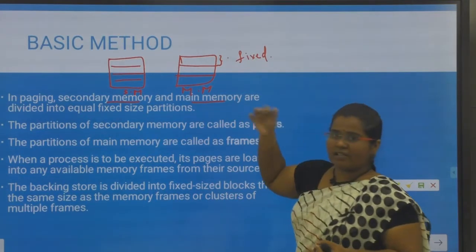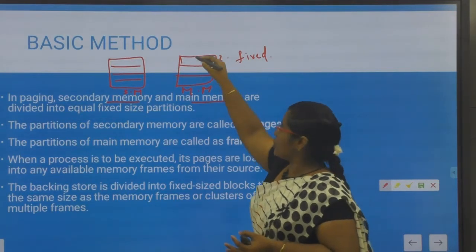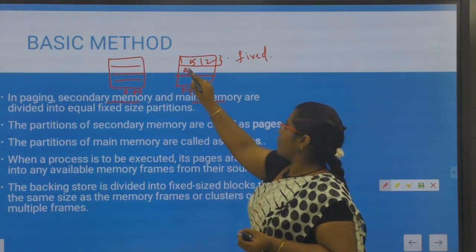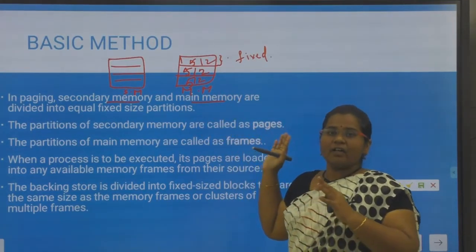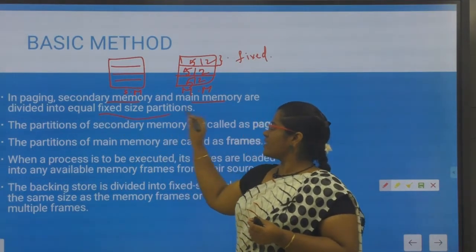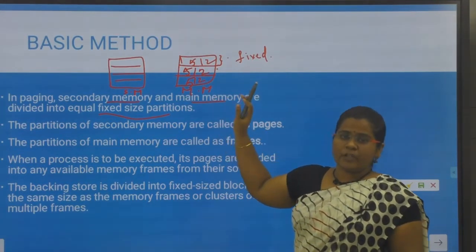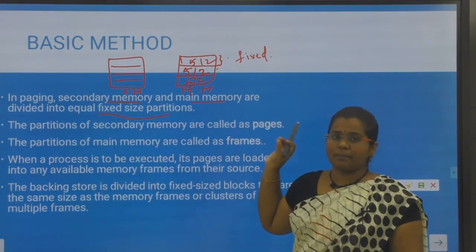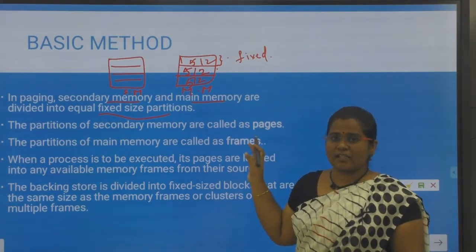The size of this partition will be fixed. For example, if you are dividing one partition of size 512 bytes, the next partition should also be of the same size, and the other partitions should be too. All the partitions should have the same equal size. That's why we call them equal fixed sized partitions. You cannot change the size of the partition whenever you need it. In advance you need to divide the partitions and make the size fixed.